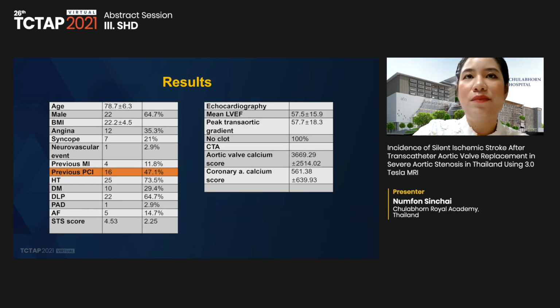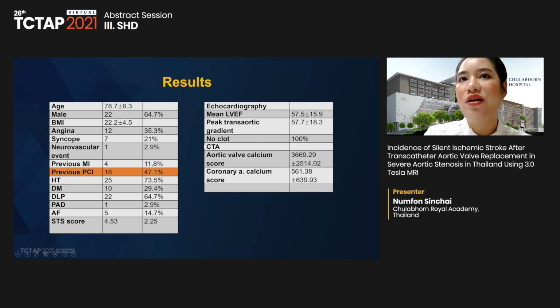This is the patient demographic data. The average age is about 78 years. Male is 64%, and prior angina is about 35%. Previous MI is about 12%, and previous PCI about 47%. The most common underlying disease is hypertension, and AF is 15%. The STS score is about 4.5 on average.